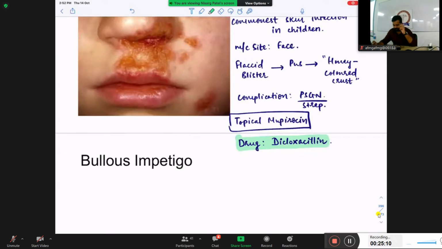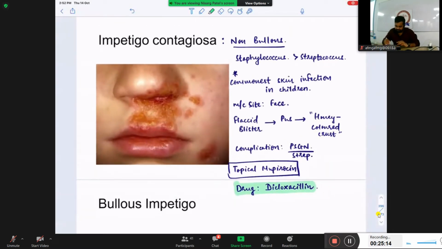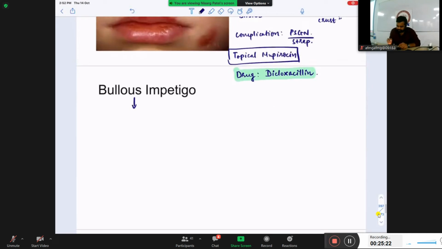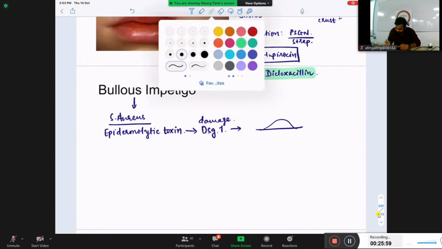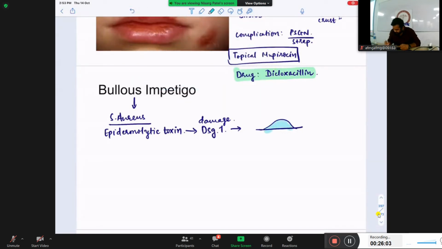Okay, ये हो गया non-bullous. There was no formation of bulla, right? The second variant is bullous impetigo. हमने already बात की कि Staphylococcus aureus produces one toxin, the epidermolytic toxin. This epidermolytic toxin damages desmoglein 1. And because of this, the patient will develop a fluid-filled vesicle.